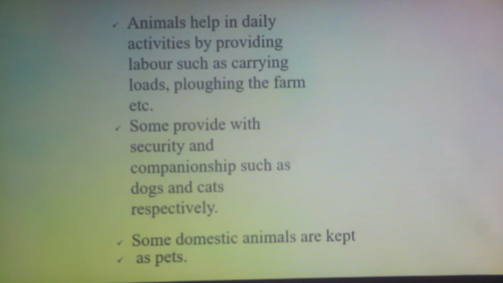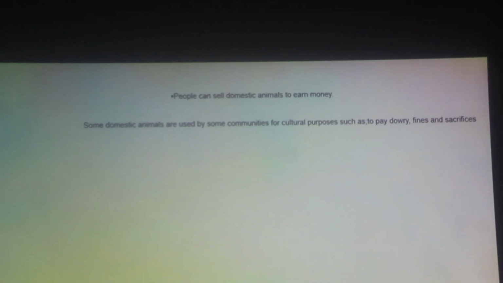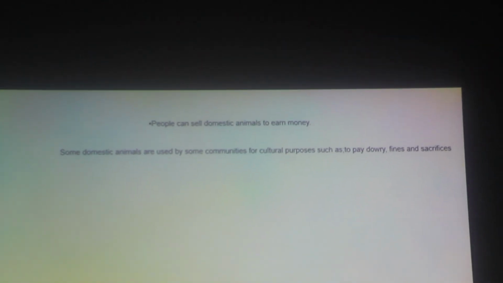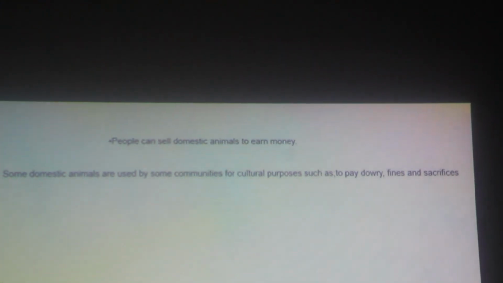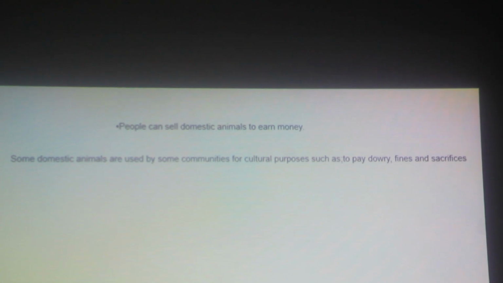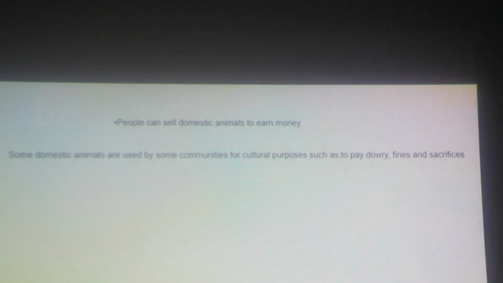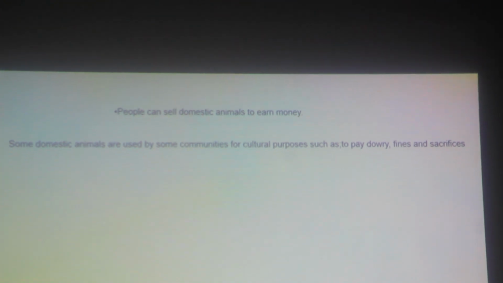Next one, some domestic animals are kept as pets. Example, you'd see someone petting their cat or their dog since they have kept that domestic animal as a pet. People can also sell domestic animals to earn money. So in most instances, like in our community, you find that most farmers keep poultry, and from the sale of the poultry, they earn income.